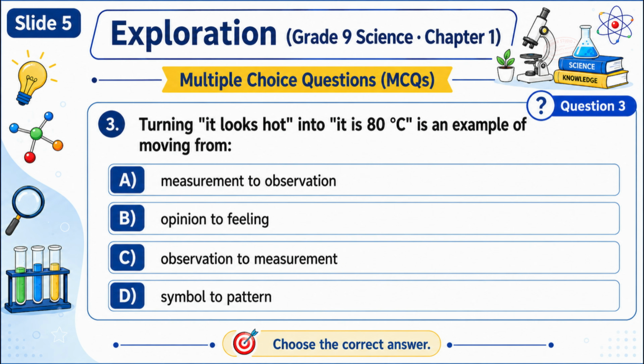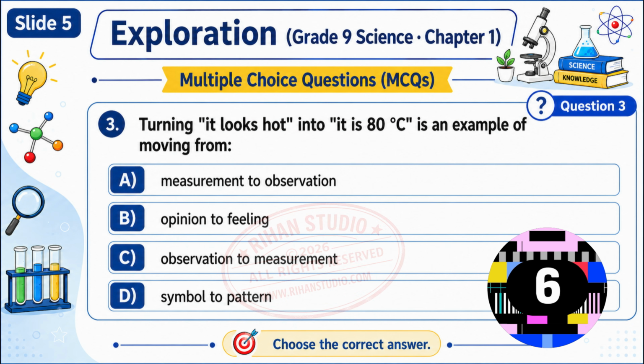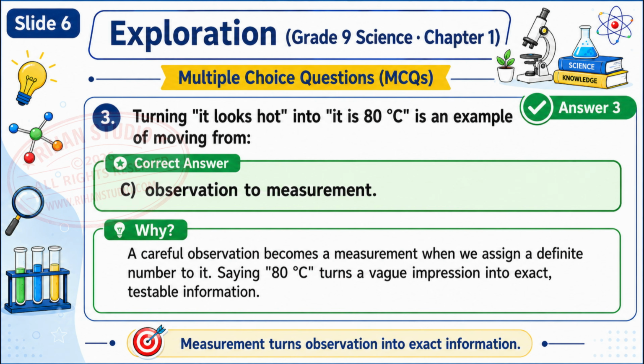3. Turning "it looks hot" into "it is 80 degrees Celsius" is an example of moving from A. Measurement to observation. B. Opinion to feeling. C. Observation to measurement. D. Symbol to pattern. Answer. C. Observation to measurement.